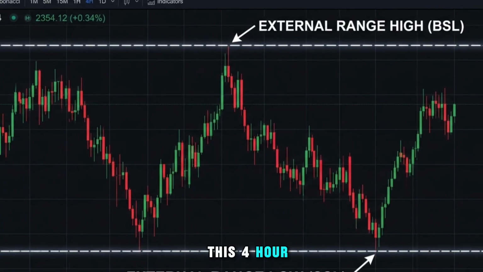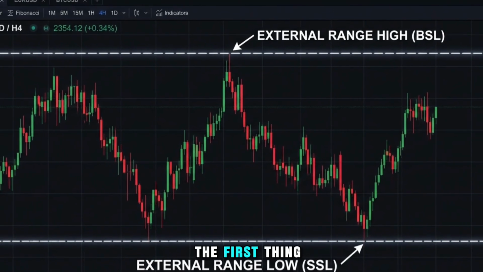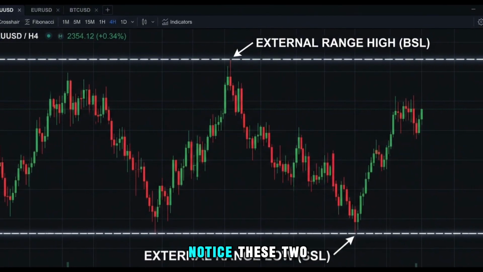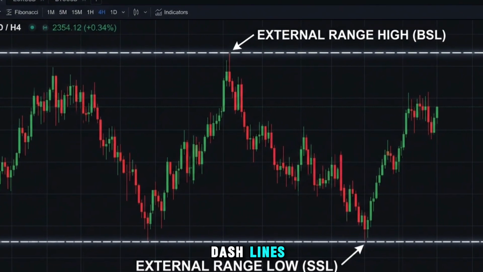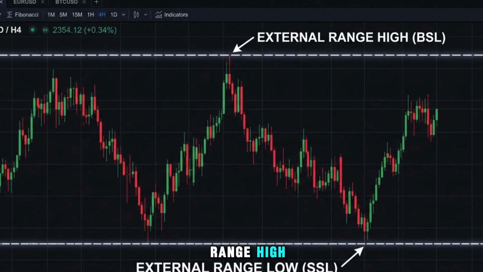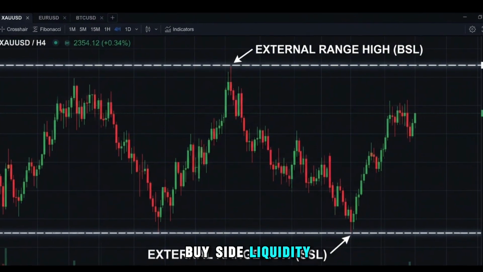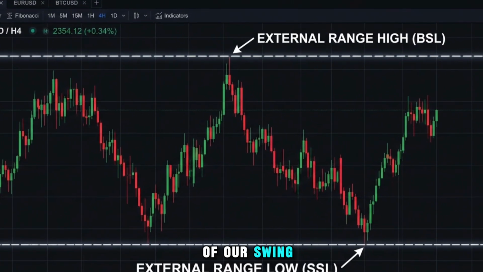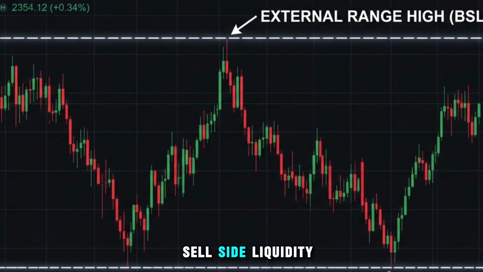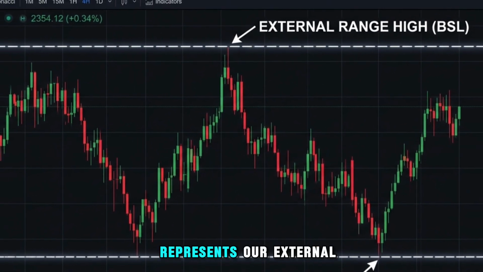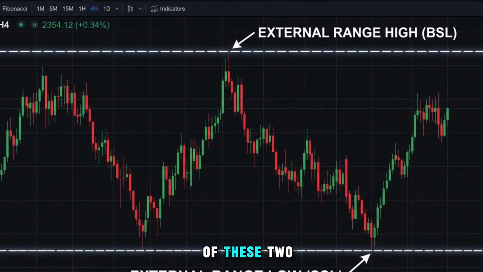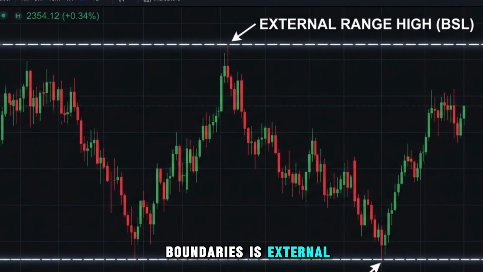Let's look at this 4-hour chart on gold in image 1. The first thing an institutional trader does is define the current trading range. Notice these 2 horizontal neon white dashed lines. The absolute top of our swing structure is labeled external range high, which holds massive buy-side liquidity. The absolute bottom is labeled external range low, which holds massive sell-side liquidity. This macro frame represents our external range, and everything sitting outside of these 2 boundaries is external liquidity.